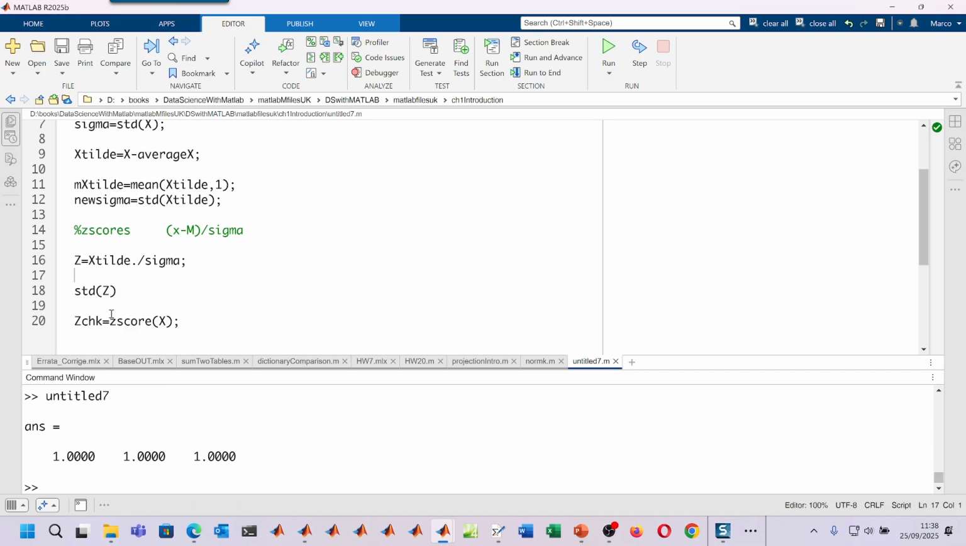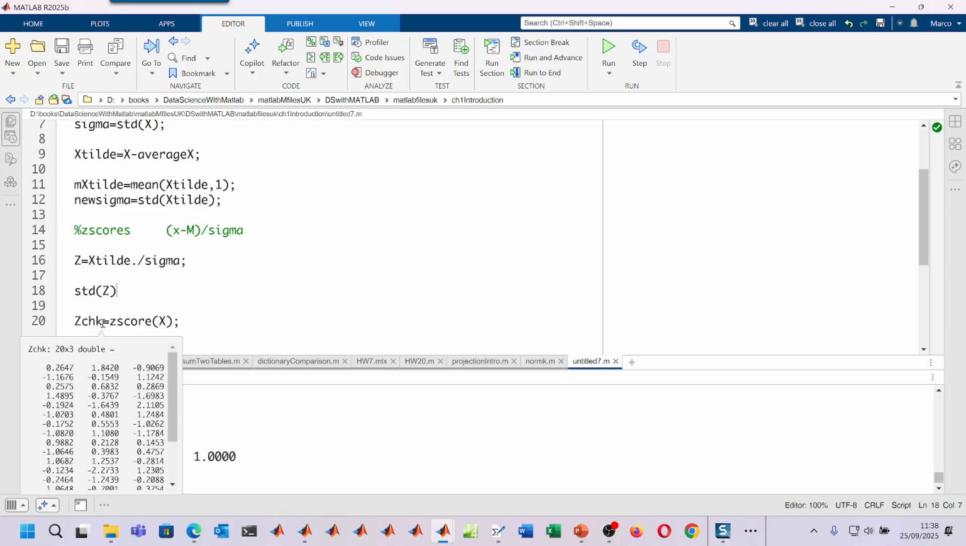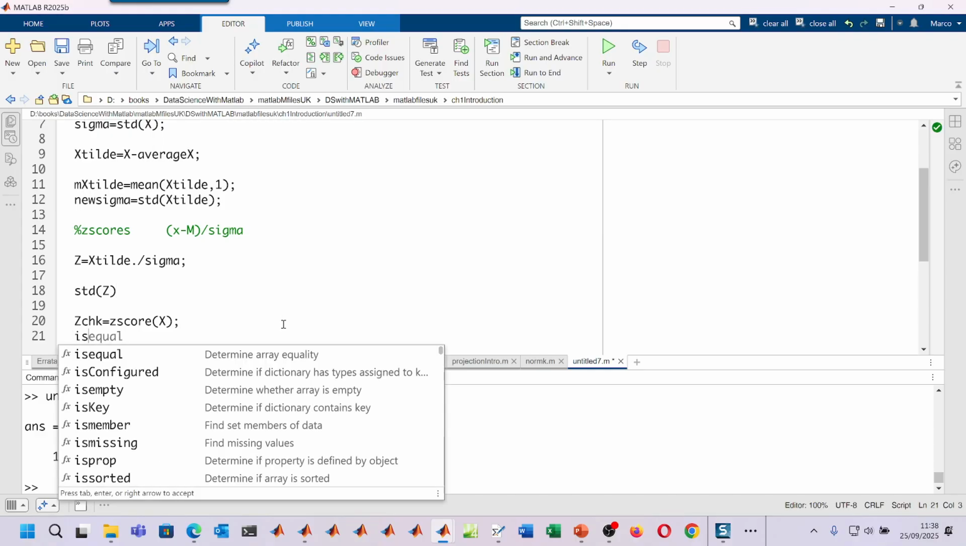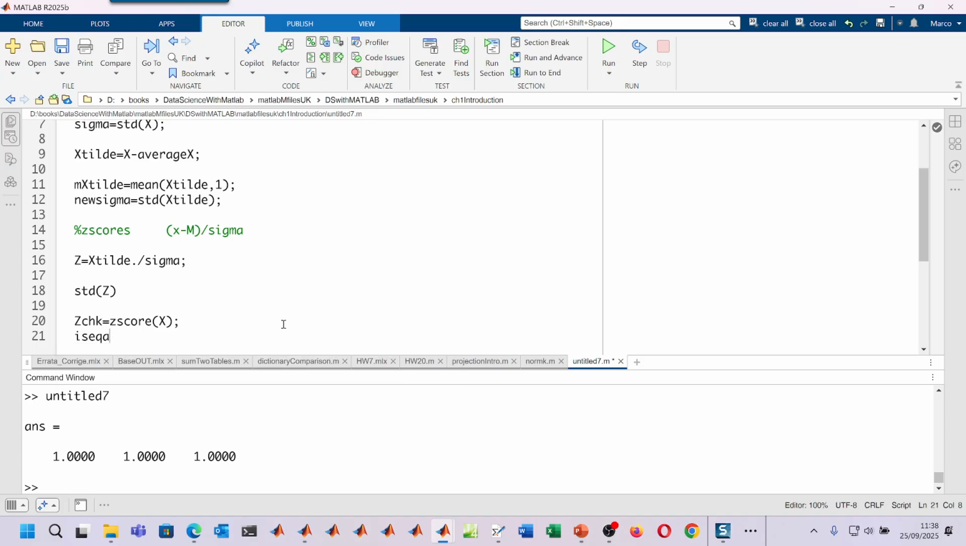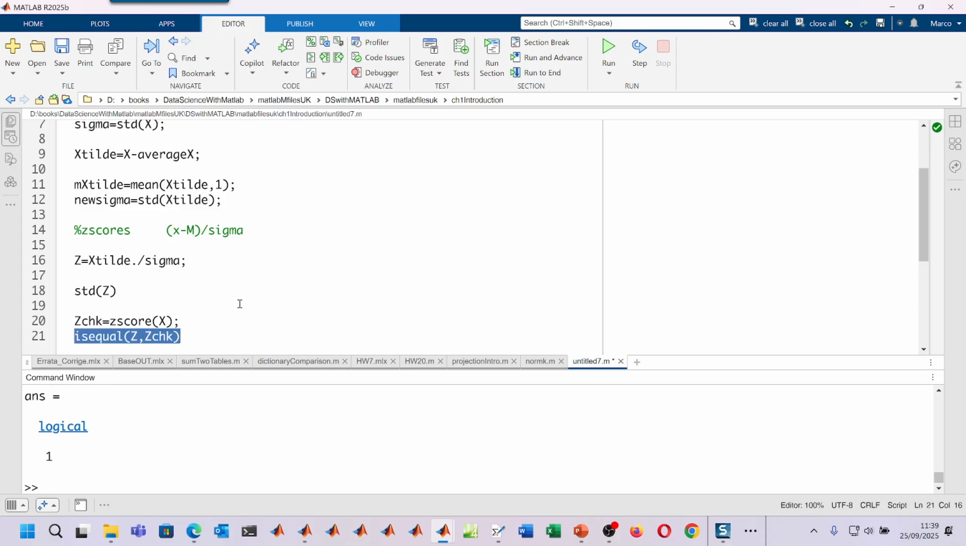Okay, now I want to check whether Z and ZCHK, every time that I write CHK, I mean check, a different way of computing that particular result. Now, it is true that it is equal, Z or ZCHK, maybe not, let us see. No, this time it is true.